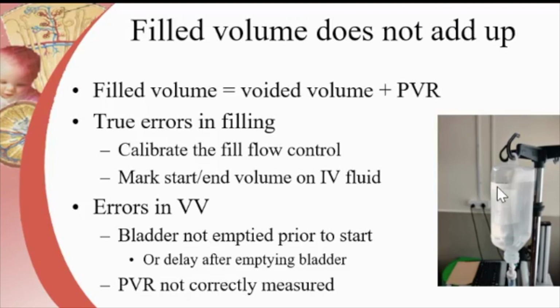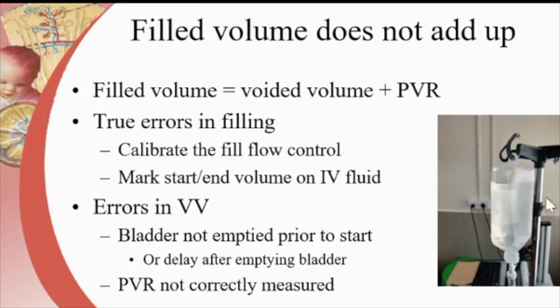Another important problem people face is that the filled volume does not add up at the end. If you have filled around 350 ml and the patient has voided 300 ml, then there should be a PVR of 50 ml. Now, sometimes the filled volume is recorded as only 250 ml, but the patient voids 350 ml. So where did the extra come from? There may be an error in the filling, or it may be a calibration problem with the flow channel.